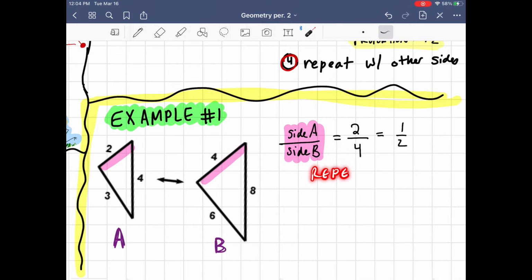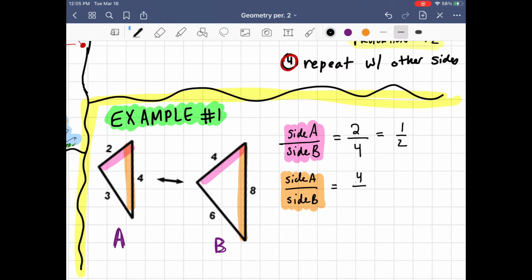Now we're going to repeat. We're going to pick a different set of sides to do this with. So we'll pick the side 4, and the 4 goes with which one? 4 goes with the 8. So I'm going to compare that side of A to the orange side of B.